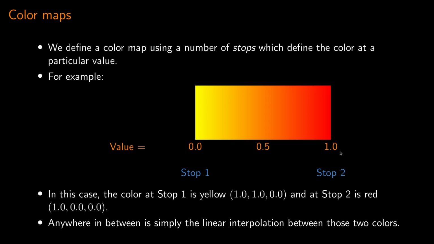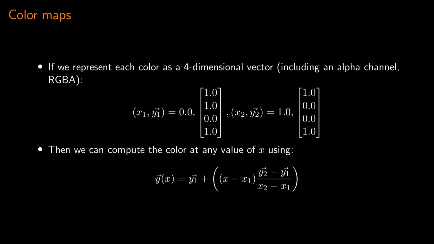Okay, so we can actually define a color map using a number of stops, which define the color at a particular value. So for example, in this case, now going from yellow through to red, we have two stops, stop 1 at value 0 and stop 2 at value 1. And in this case, the color at stop 1 is yellow, which is 1, 1, 0 in RGB, and at stop 2 is red, 1, 0, 0. And anywhere in between is then simply the linear interpolation between those two colors.